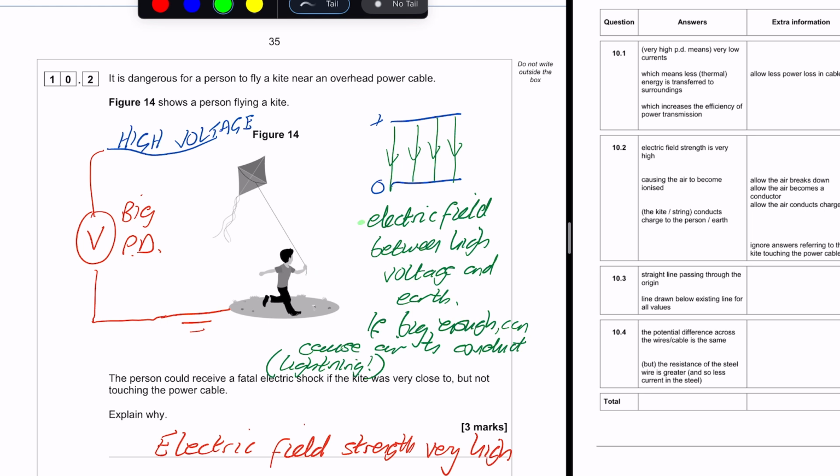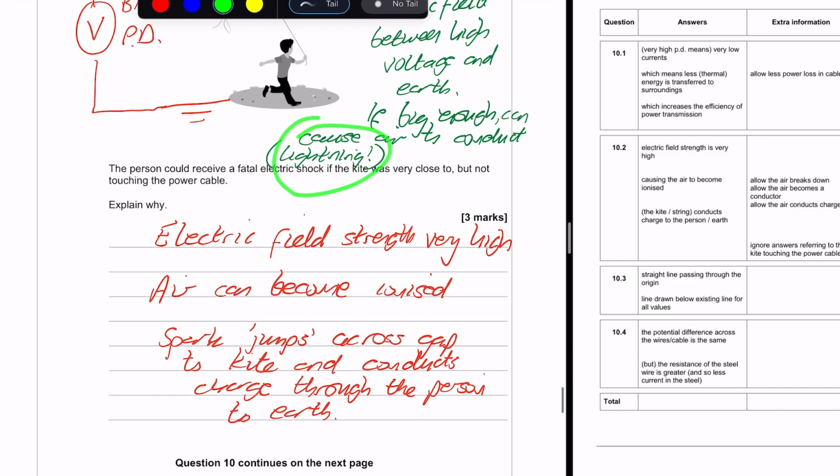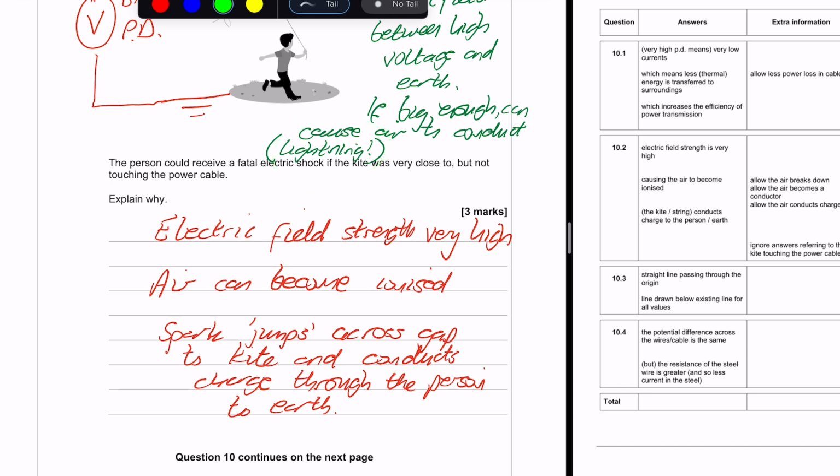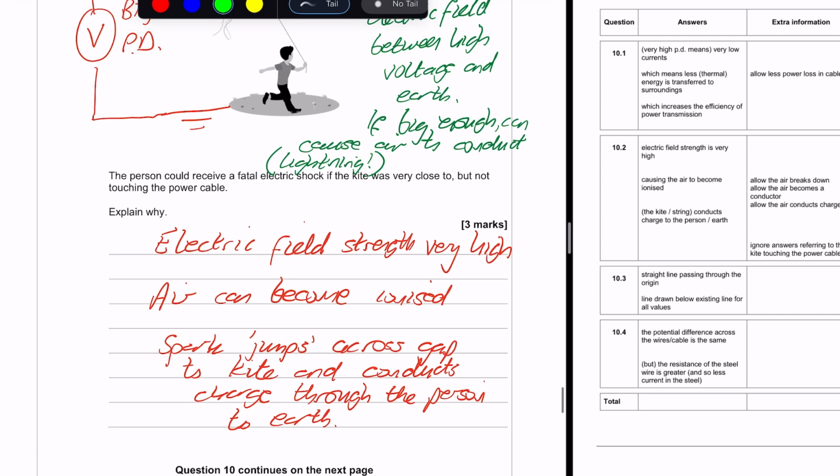So I've written here, electric field between high voltage and earth. If it's big enough, it can cause air to conduct and like lightning. So let's explain that in words then and look at the mark scheme as well, which is over here on the right hand side. First of all, you're going to point out that the electric field strength is very high. Therefore, air can become ionized.